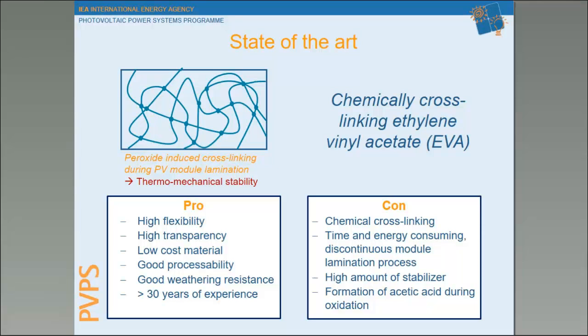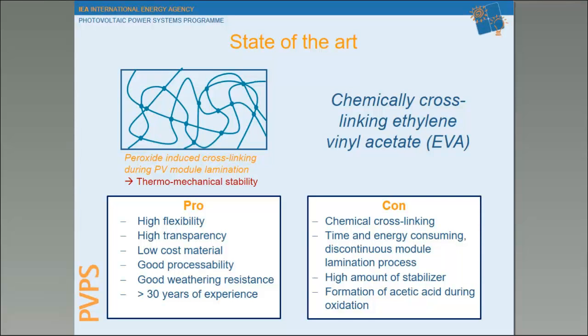But there are still some drawbacks. As I said, the biggest drawback is this chemical cross-linking process, which is induced via peroxides that have to be added to the material itself. Then the lamination process takes quite long. For fast-cure materials, it takes 10 to 15 minutes to produce one module. You need a high amount of stabilizer to get this good weathering resistance, and that is not very cheap. So it makes the material a little bit more expensive due to that.